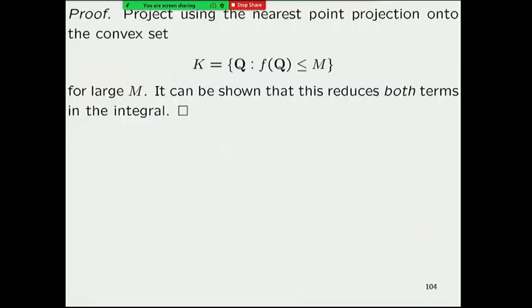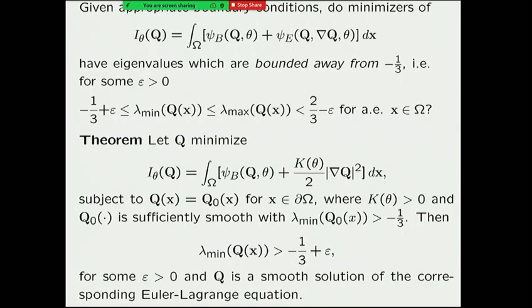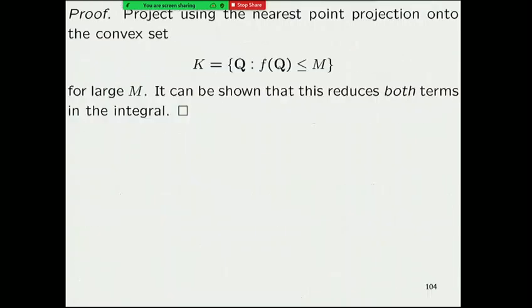And the way one does it, imagine that you have a Q for which f of Q is unbounded, right? Then project it onto this set where f of Q is less than or equal to some finite m. And then you can show that will reduce both terms here. It'll reduce the bulk energy, because the bulk energy is blowing up as the minimum eigenvalue goes to minus a third, but it also reduces this energy. And so that gives you a contradiction and shows that in fact you have this result. So there's been quite a bit of work.